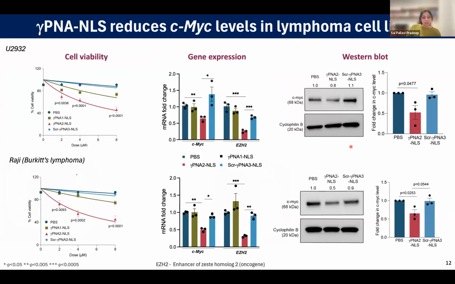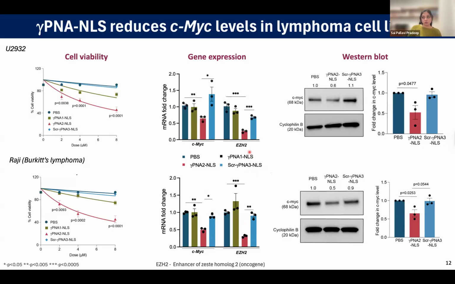Next, we moved on to cell culture, where we looked at efficacy. Over here, we first used U2932 and RASI cell lines, which are lymphoma cell lines. And as we increased the dose of the PNA, we saw a dose-dependent decrease in the cell viability as well. In terms of c-Myc mRNA expression, we saw that when we treated it with PNA2, we observed about a 50% reduction in both U2932 as well as RASI.